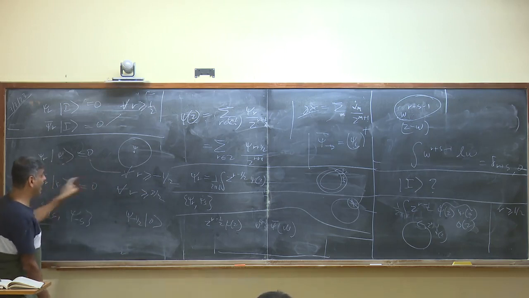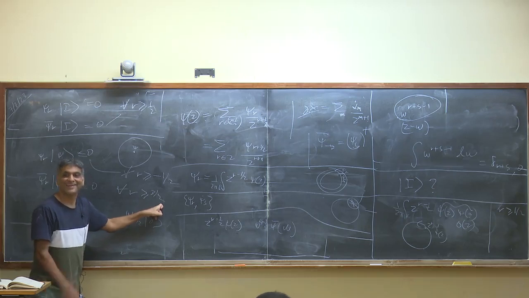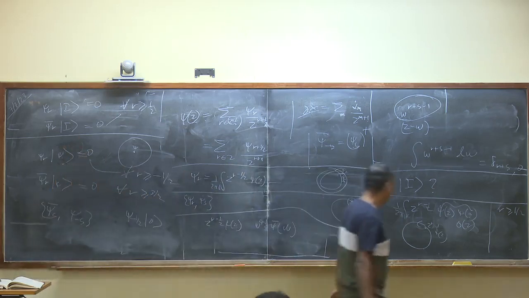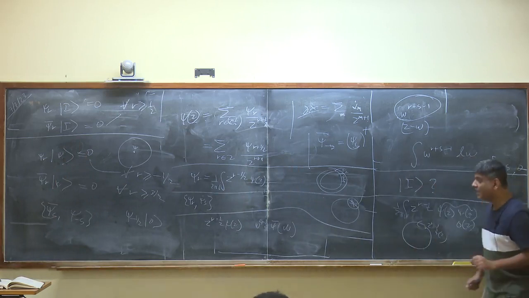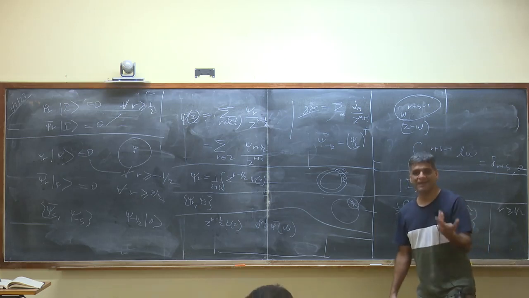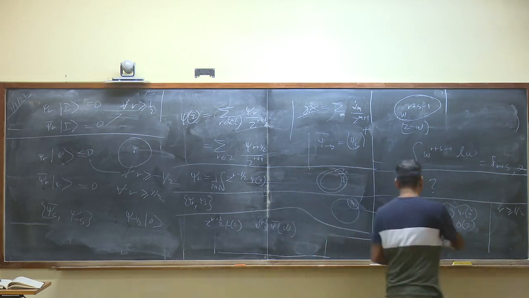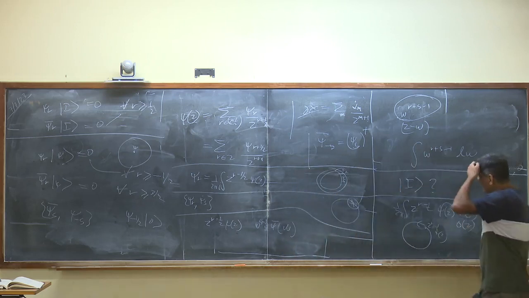But psi bar half does not annihilate it. Only 3 by 2 onwards. Okay? Now Rajat was asking, can we see that psi bar half not only does not annihilate the state but brings it back to identity? Okay, let's check that.